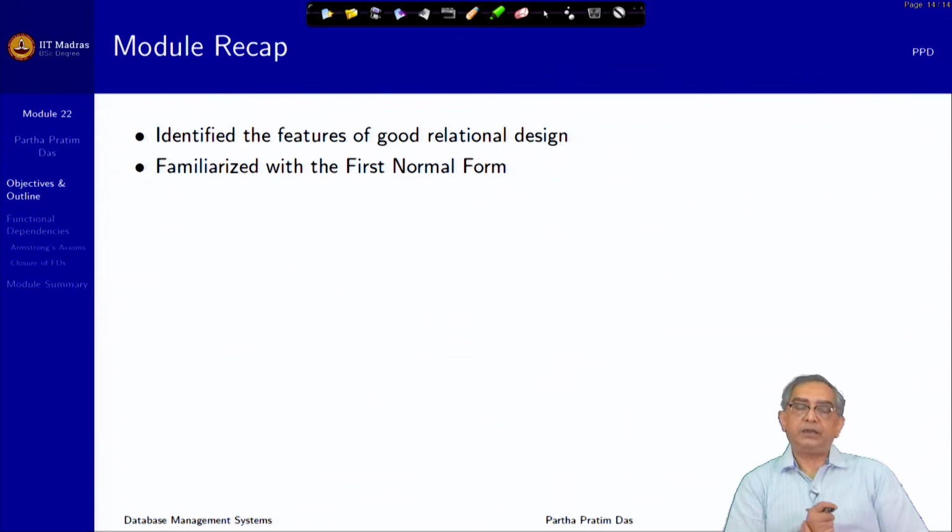We also looked at atomic domains and the fact that every relational schema must adhere to certain normal form, it must satisfy certain properties, and we saw in that the first normal form, every relational schema must be in that.